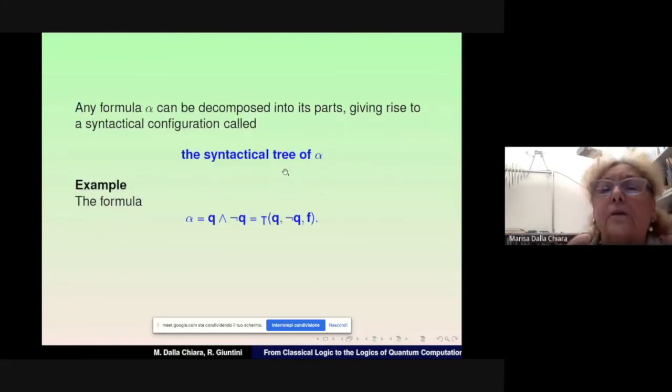Another syntactical notion that is very important from the semantic point of view, and as we will see also from the physical point of view, is the notion of syntactical tree of a given formula. What happens in this case? Any formula alpha of our language can be decomposed into its parts, giving rise to a syntactical configuration called the syntactical tree of our formula. Again, the best thing is to look at a particular example.